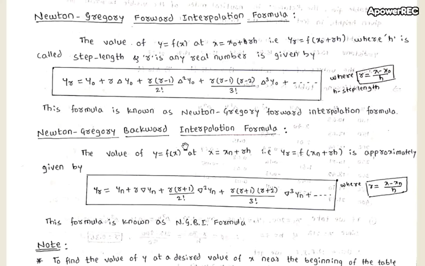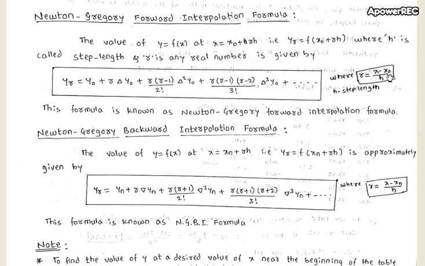Then Newton-Gregory backward interpolation formula: y r equals y n plus r del y n plus r into r plus 1 divided by 2 factorial del square y n, etc. This formula is called Newton-Gregory backward interpolation formula. The formula for r is x minus x n divided by h.